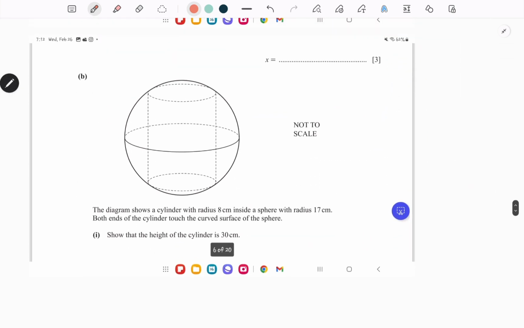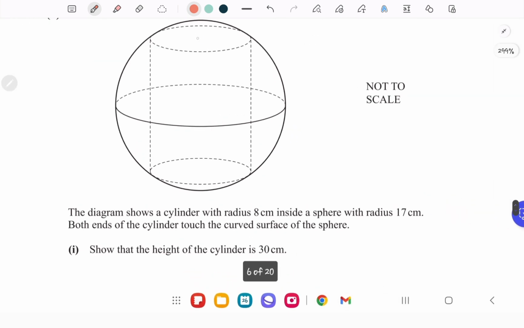We move on to part B. They said the diagram shows a cylinder with a radius of 8 centimeters inside of a sphere with a radius of 17 centimeters. They said both ends of the cylinder touch the curved surface of the sphere. Show that the height of the cylinder is 30 centimeters.